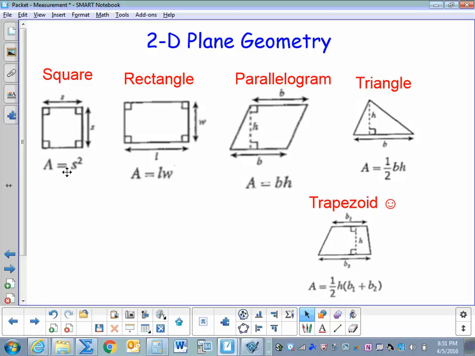So the area of a square is the side squared. But if you look at it, we're multiplying the two perpendicular lines. In a rectangle, length times width, we're multiplying the two perpendicular lines. Parallelogram, base times height, we're multiplying the two perpendicular lines. Area of a triangle, 1/2 base times height, we're multiplying the two perpendicular lines and then taking half of that. And if you think about it, isn't a triangle half a quadrilateral? And the trapezoid is kind of a combination of the parallelogram and the triangle.